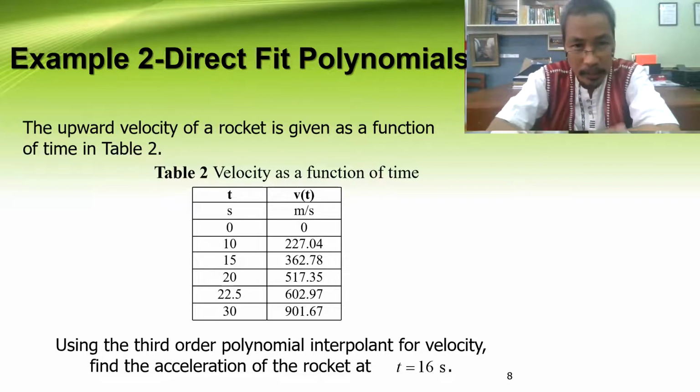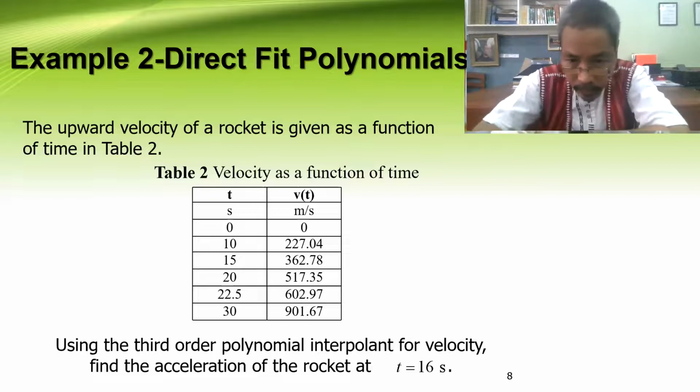Okay, so the upward velocity of a rocket is given by the function of time in table 2. So velocity as a function of time. This is the same given as our example 1. And using the third order polynomial interpolant for velocity, find the acceleration of the rocket at 16 seconds.